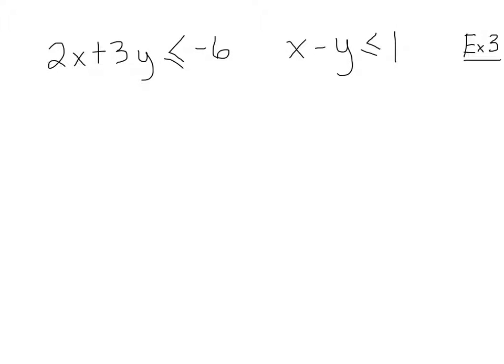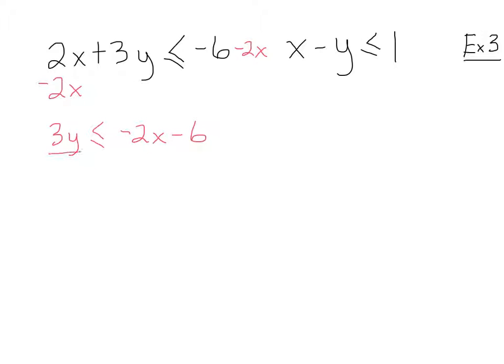Okay, so this is example 3 of solving systems of equations. What we're going to do is solve this system of inequalities by graphing. In order for me to solve a system of inequalities by graphing, I would like to get y by itself in each equation. So to get y by itself in the first equation, I'm going to subtract 2x on both sides. And so I have 3y is less than or equal to negative 2x minus 6.